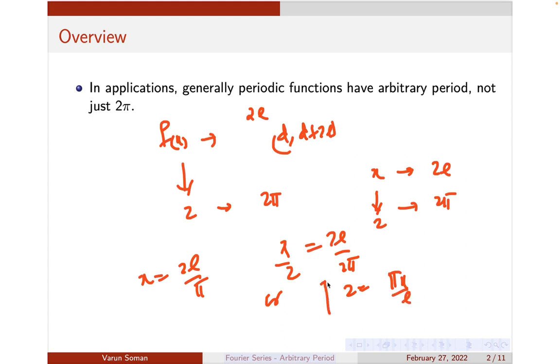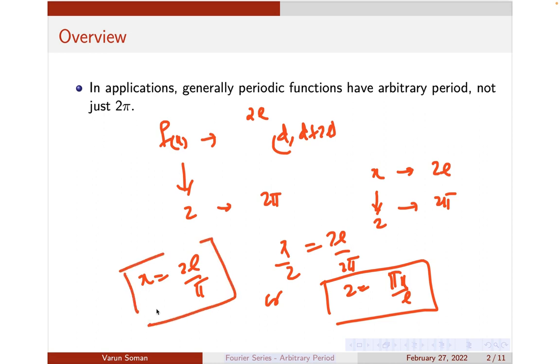That is my change. If I take z is equal to pi x by l, now z would be a variable with period 2 pi and x is a variable with period 2l. That's the idea here. So I'll take my f of x. Now x is equal to zl by pi, so it will be f of zl by pi. You can see that this is a function of variable z, and z has a period of length 2 pi. So we know the Fourier series expansion of this f of z.